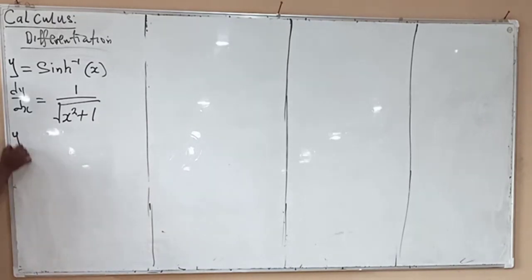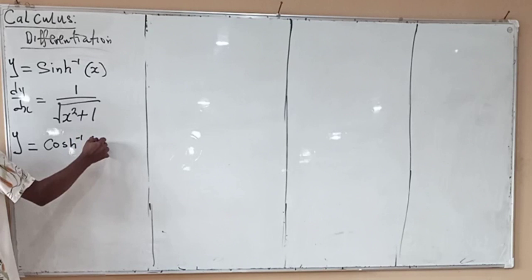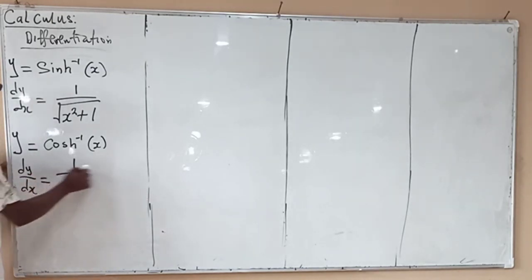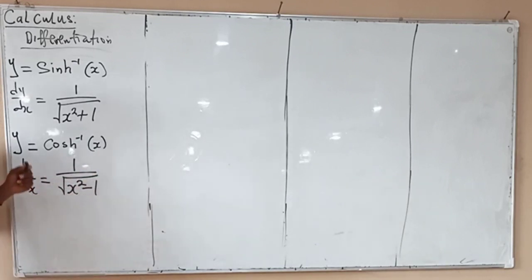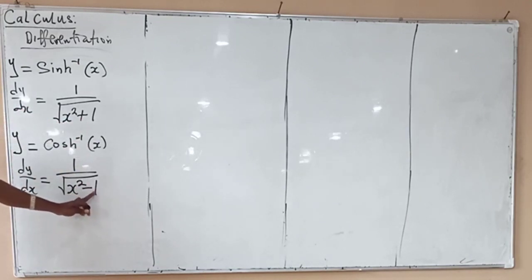So if you have y equal to, the second one, cosh inverse of x, dy over dx will be, and guess what? No, there's no negative sign here. This is going to be 1 over the square root of x squared minus 1. It's the same thing as this one, where it was plus, now it's minus. But you cannot interchange this. It's not possible. It cannot be 1 minus x squared.